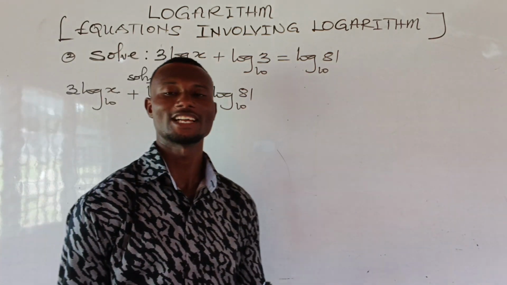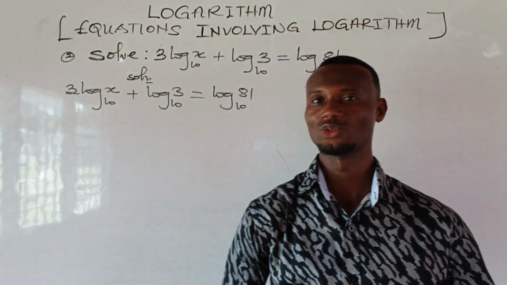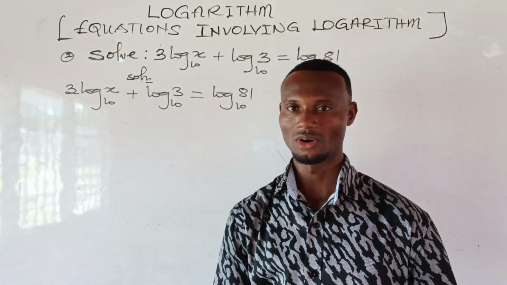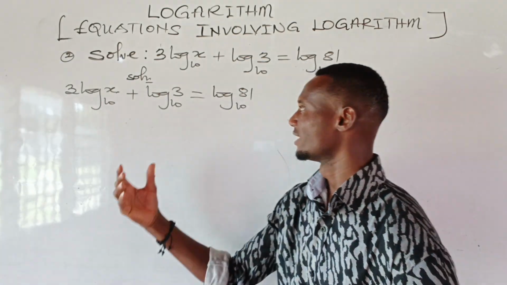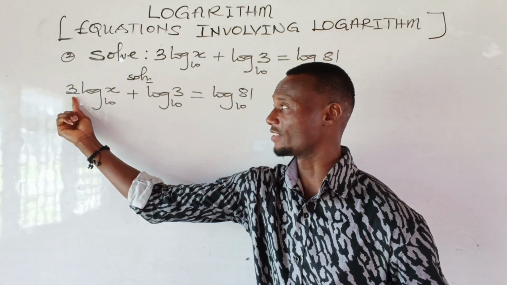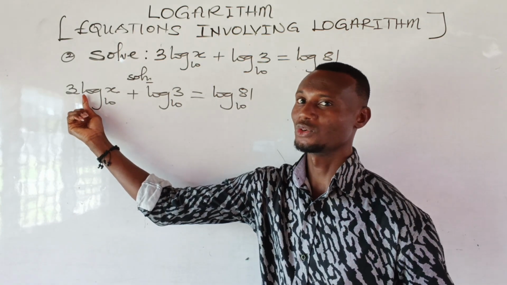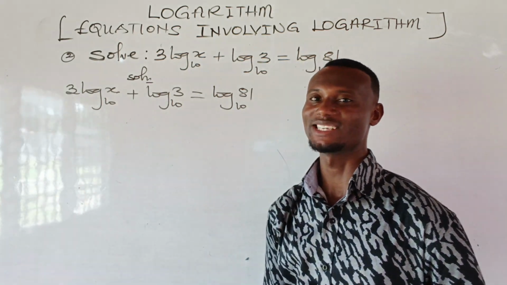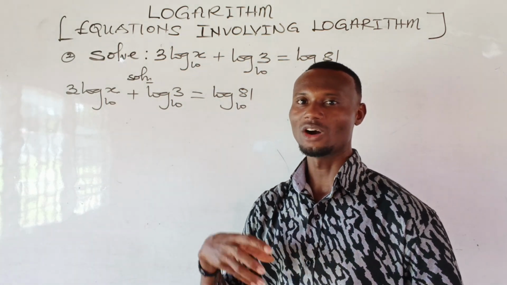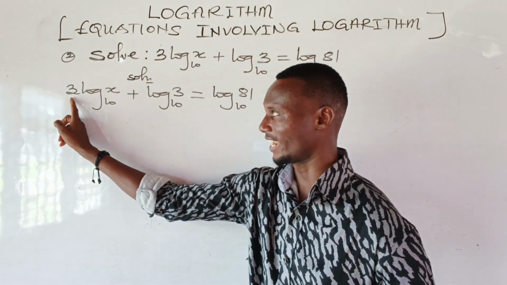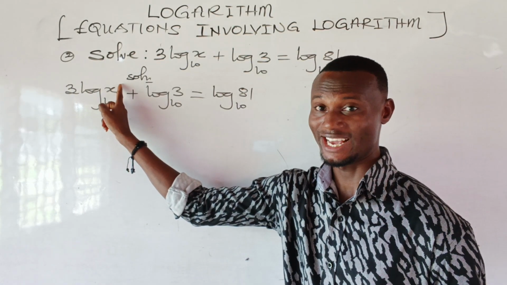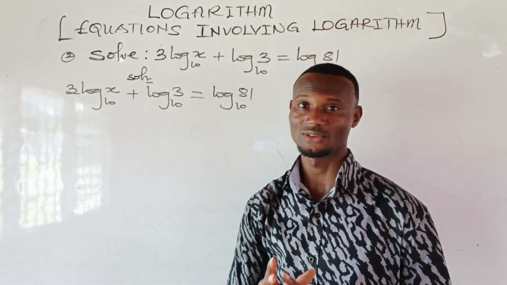The first thing that you are going to do is to apply the power rule or power law. Now, you can see that I have 3, which is a coefficient to the log here. So immediately you see that it means that the power rule needs to come to mind. The power rule will help us to move this 3 so that it will become a power to the s, which is here. So that's the first thing that we have to do.